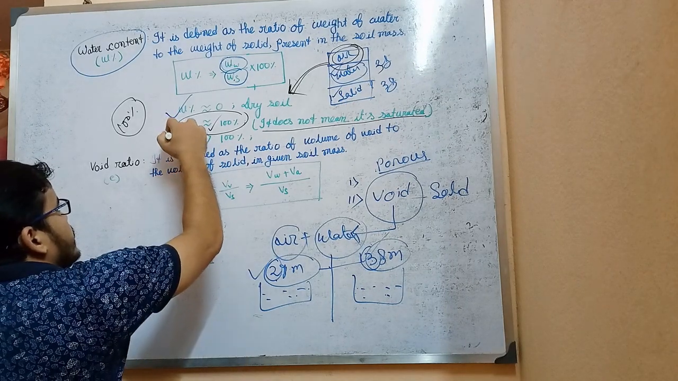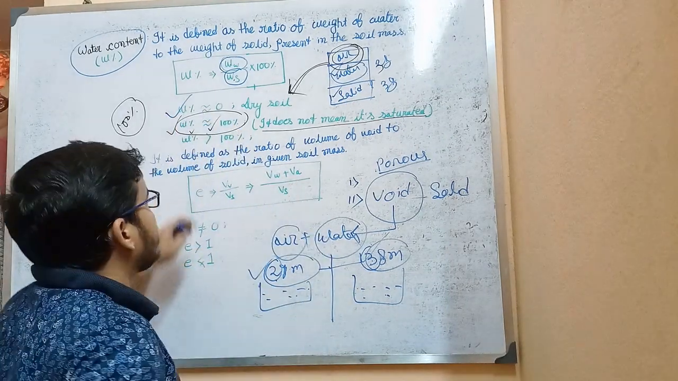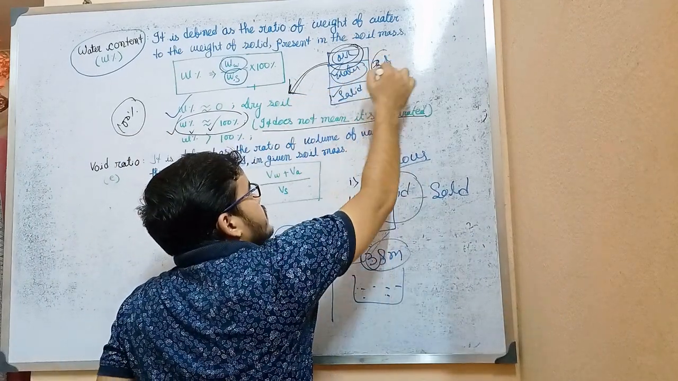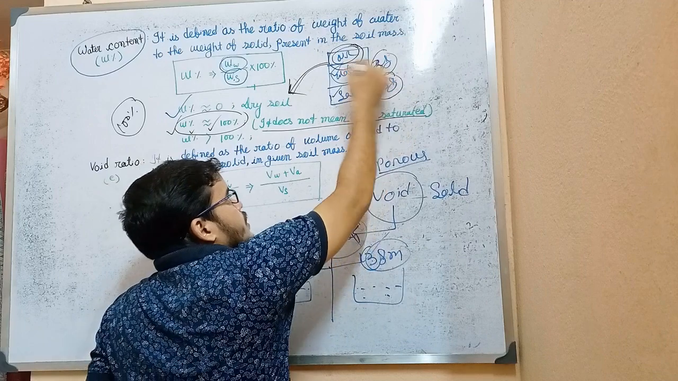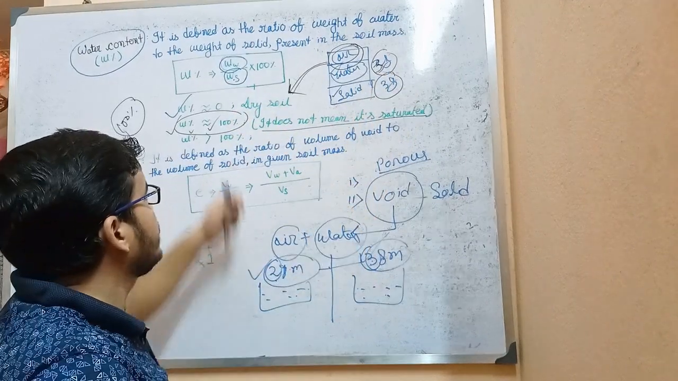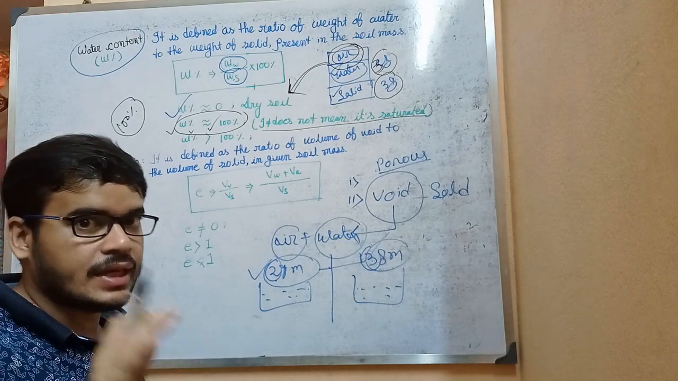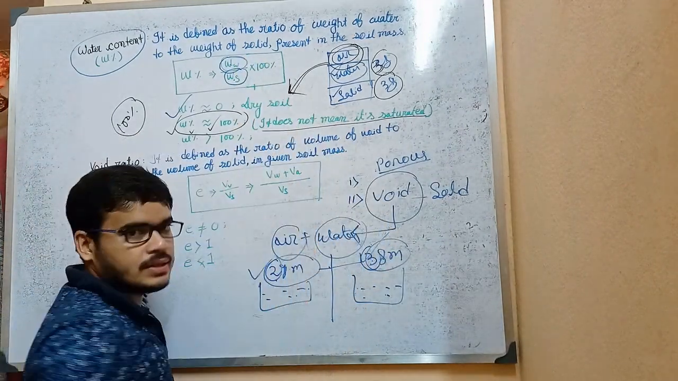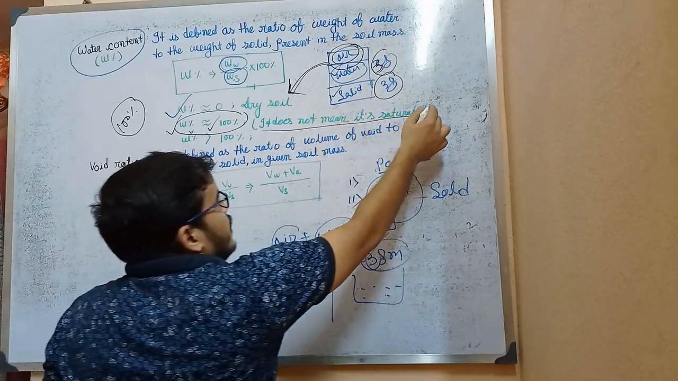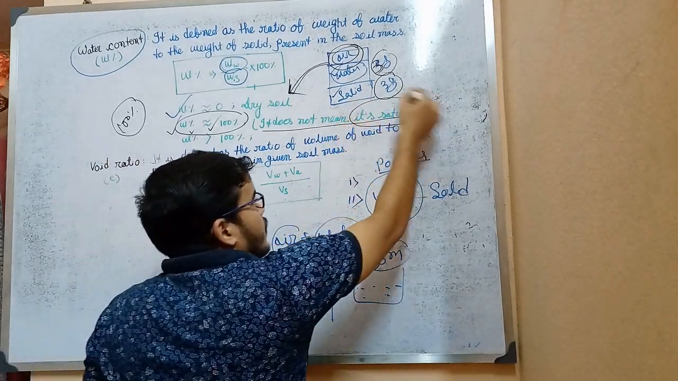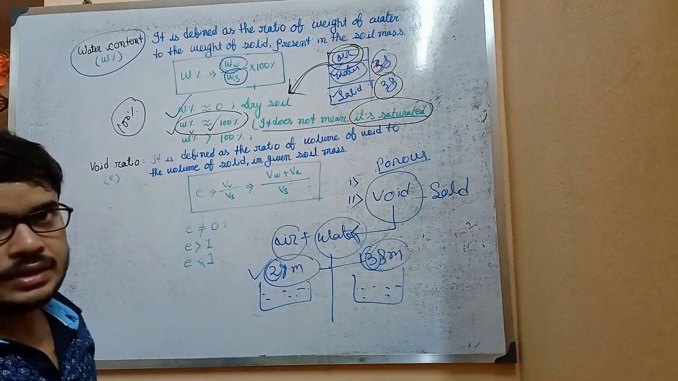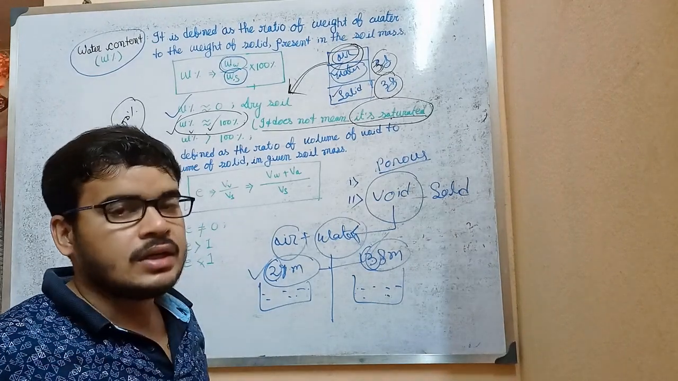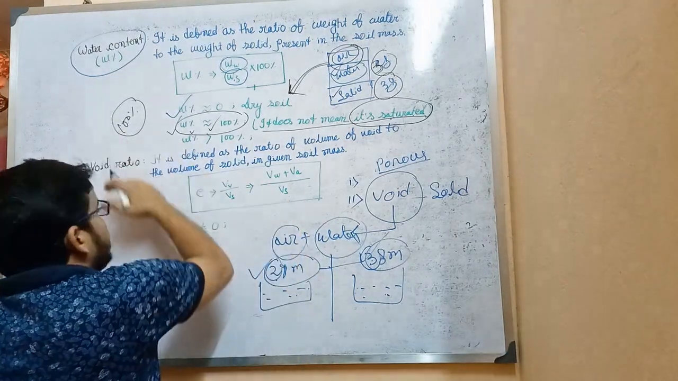Water content 100%. What does that mean? That means the weight of the water, let us guess, is 3 gram, and the weight of solid is 3 gram. And 3 by 3 is 100%. That means air may or may not be present in that soil mass. If some amount of air is present in the soil, then it does not mean it is saturated. What is saturated soil? I am coming to that after this term.